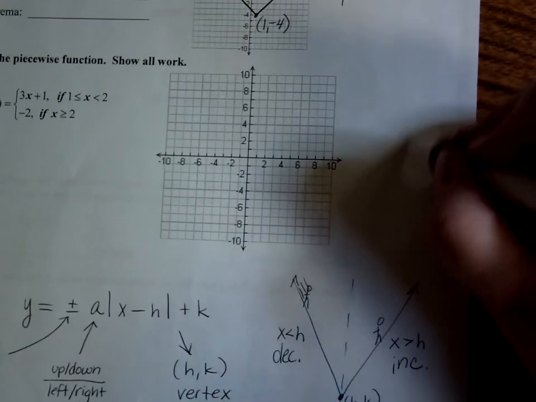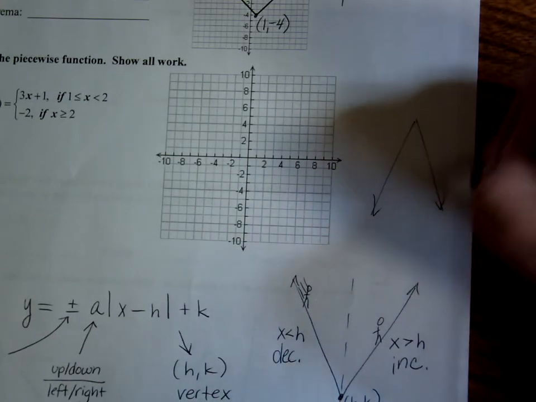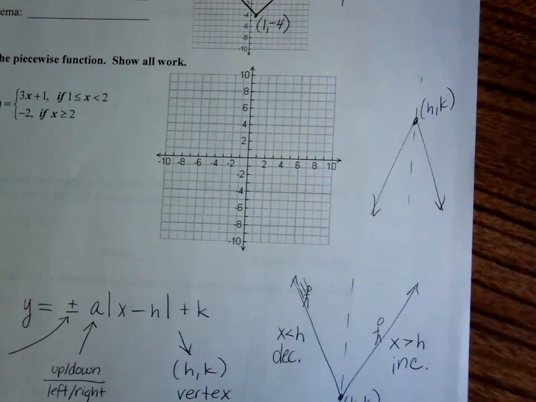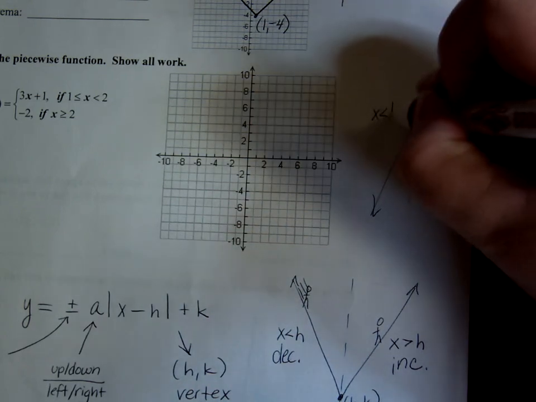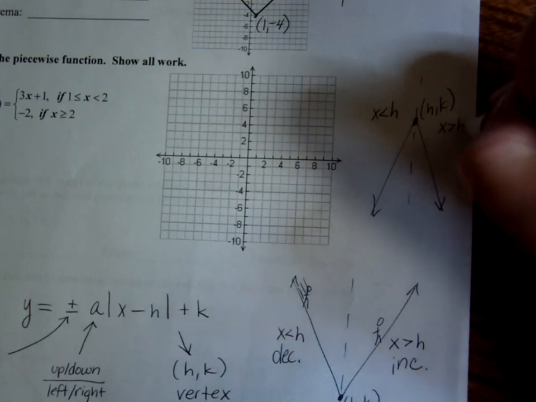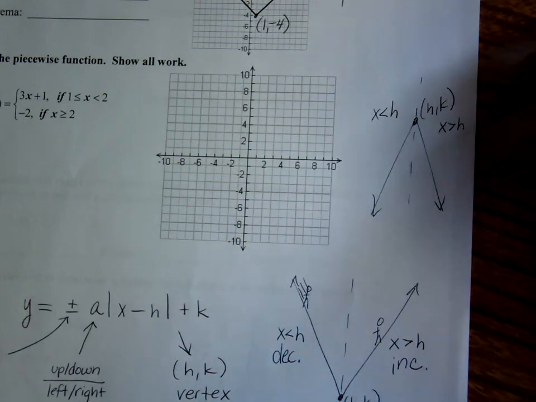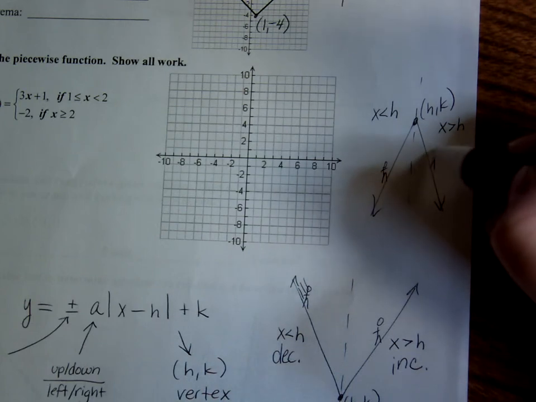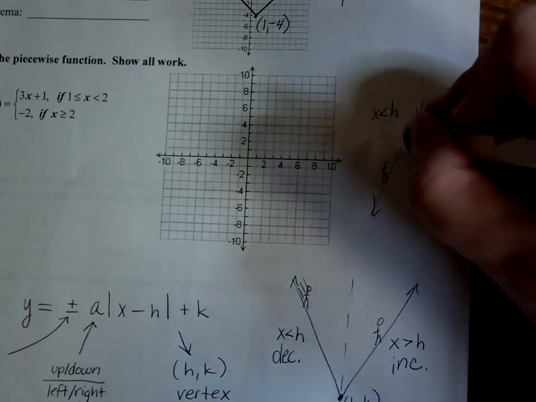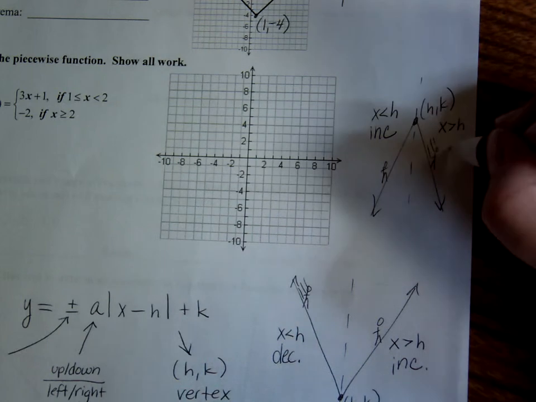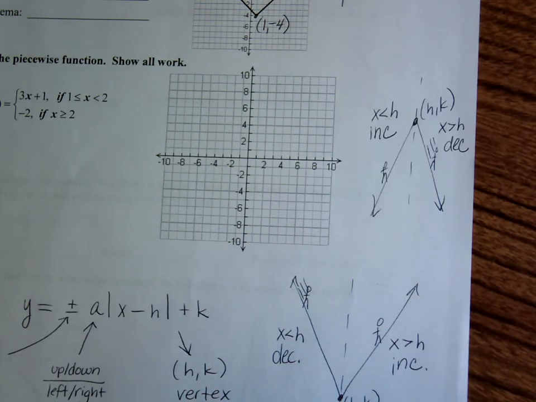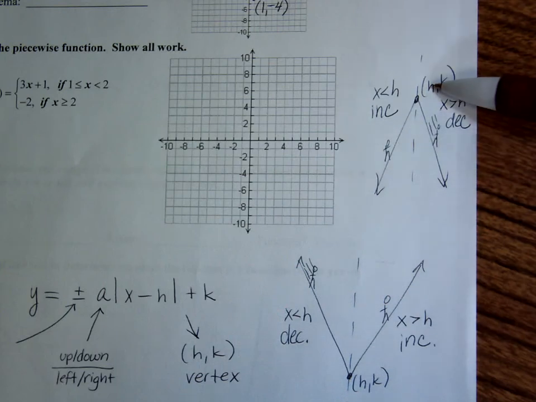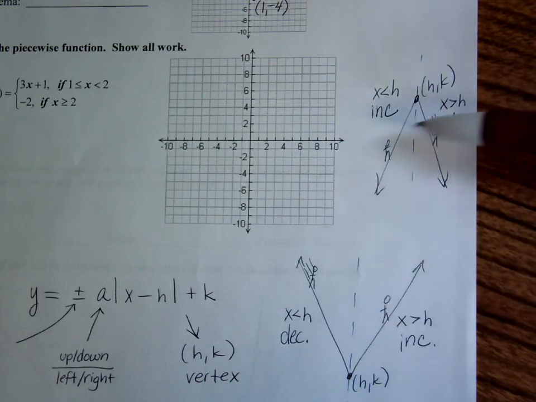If we turn it over and do it upside down, a V instead, still (h, k). Left is still x is less than, right is still x is greater than. But this time the person climbing is on the left and the person sliding down is on the right. So this is the increase now, and this is the decrease. So these two really apply to all cases. It's either like this or it's like this.